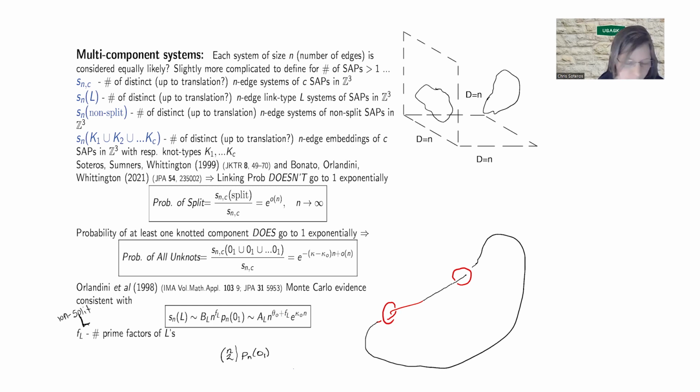So what about if you have multi-component systems? Here now you have to be careful, first of all, when you define the counts. So suppose I want to count systems of 2 polygons. Well, if I just count up to translation, and if the 2 polygons are split, then there's going to be an infinite number of those, right? Because they can be far apart.